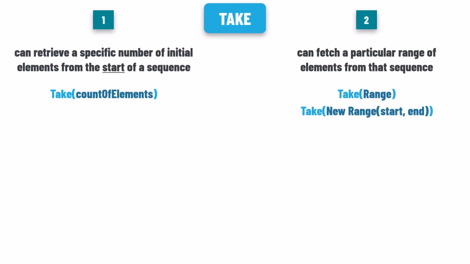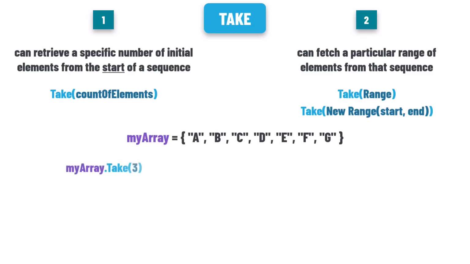Let's check the following example to understand both overloads better. I have the following string array. Suppose I want to retrieve the first three elements from the array. To do that, I will use the first overload of the Take method in this way. As you can see, I only use the array variable with the method. I only entered the count of the elements I want to retrieve. The result here will be the following sequence, that contains the first three elements from the array. This is how the first overload works.